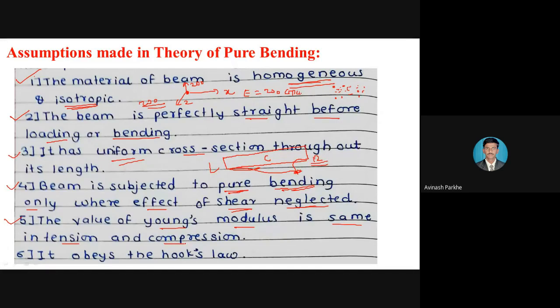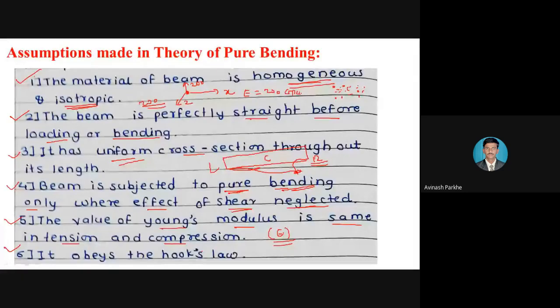The Young's modulus म्हणजे काय असतो तुमचा कॅपिटल ई. कॅपिटल ई म्हणजे काय सांगतोय, it is the material property and that material property will be same in tension and in compression. And the last assumption is that it obeys Hooke's law. Whatever Hooke's law states, that within elastic limit the stress is directly proportional to strain.